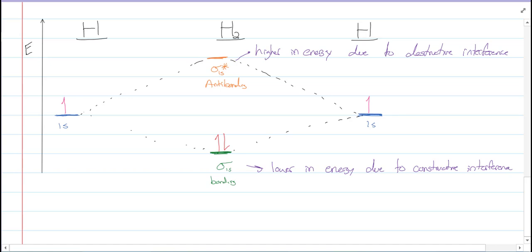So sigma comes from the shapes of the orbital. It's the same as valence bond theory. It's still a circle. All right. And that's the MO diagram for H2.